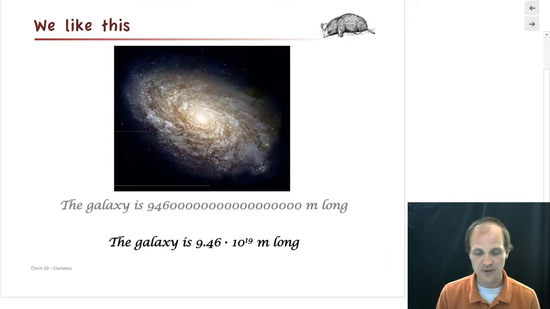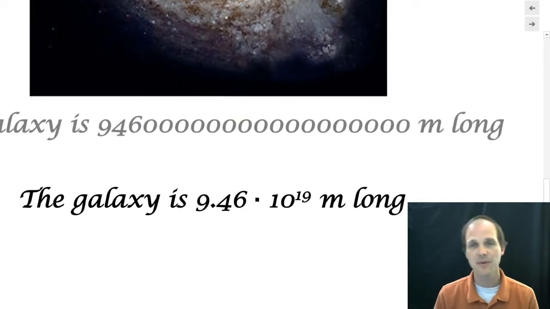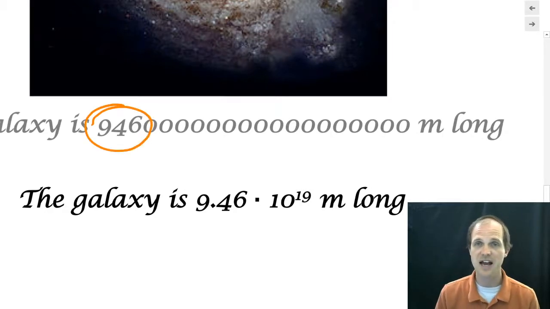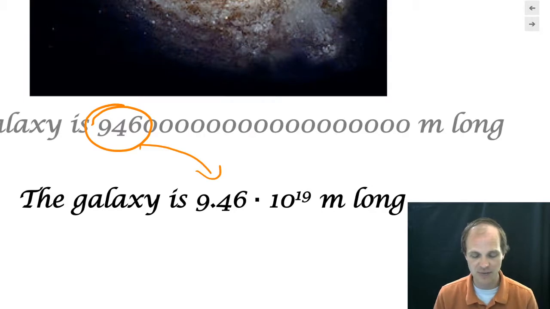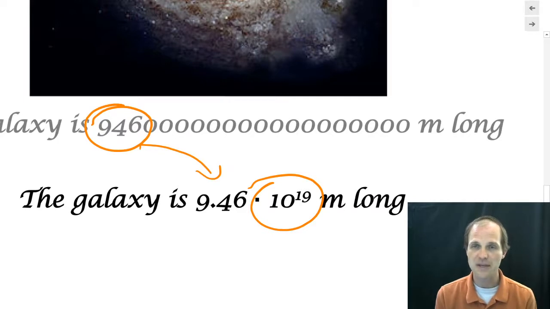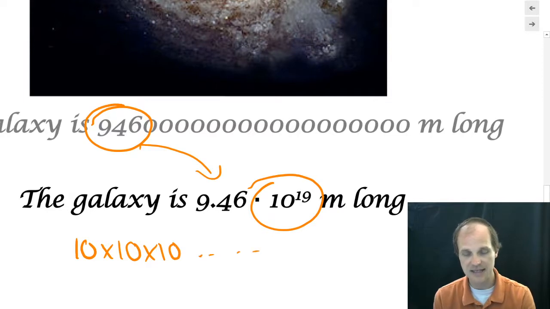And lo and behold, there is a way of writing it called scientific notation that says, hey, let's take this really big number here, 9,460,000, and what we're going to do is we're going to parse it into two pieces. One are the numbers we care about, the 946. Because if you notice, the rest of them are just zeros. So the 946 we're going to put down here, and we're going to make it a number between 1 and 10. Proper scientific notation is always numbers between 1 and 10. So we're going to make that a number between 1 and 10, 9.46. And then we're going to say times 10 to the 19th. Now, if you remember what 10 to the 19th means, it means 10 times 10 times 10, 19 times.